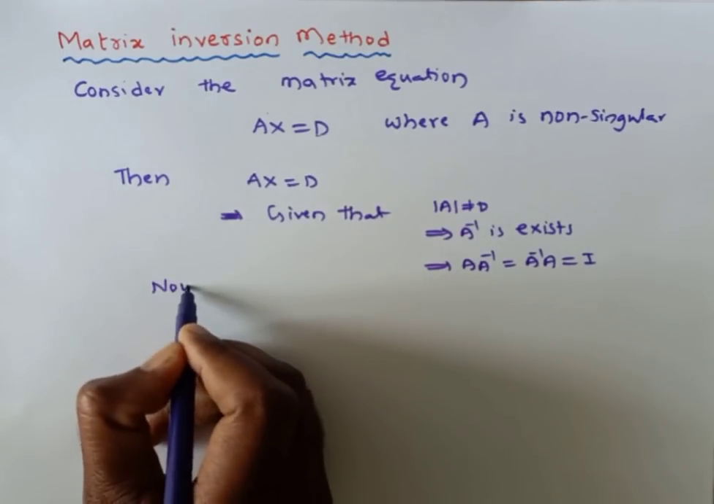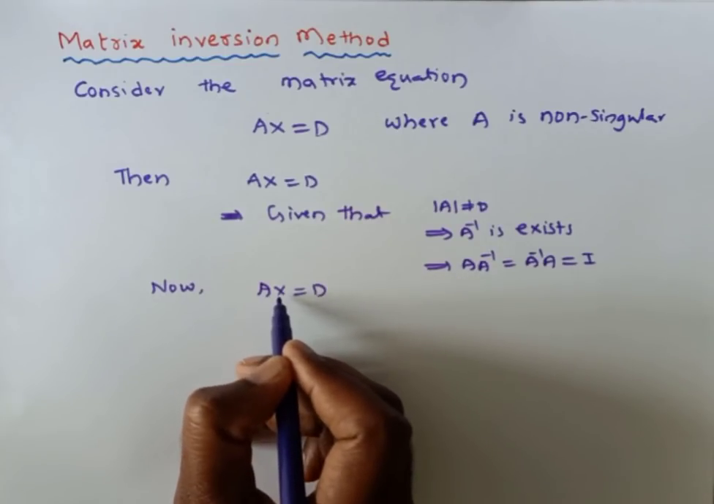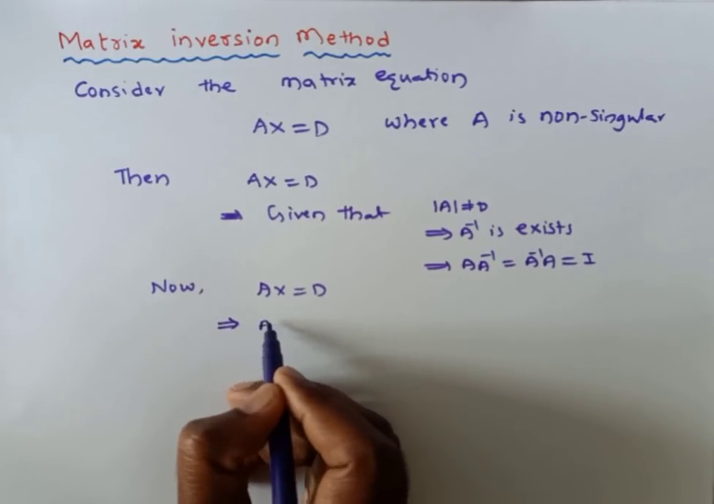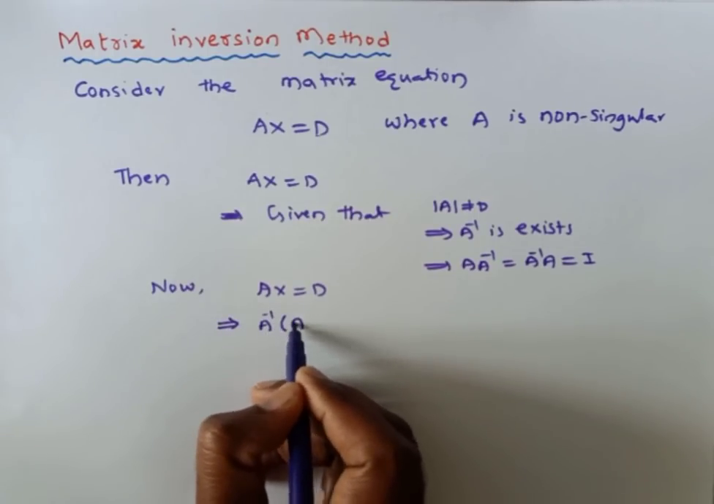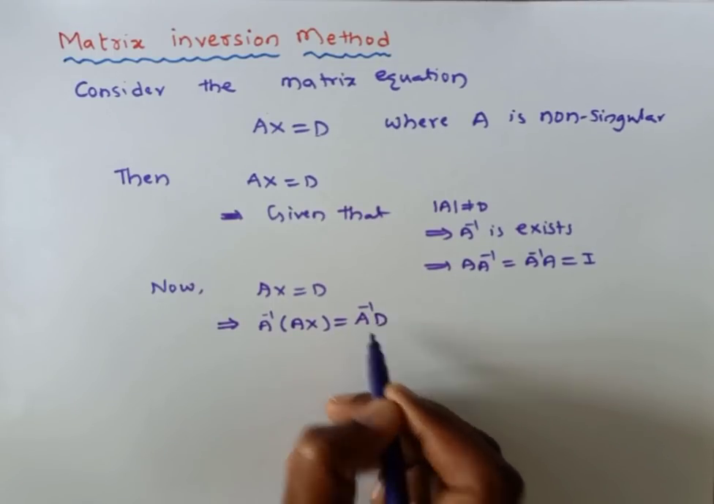Now the given equation is Ax equals D. So A is a non-singular matrix. So here I am multiplying on both sides with A inverse for the entire equation. A inverse of A into X is equal to A inverse into D.